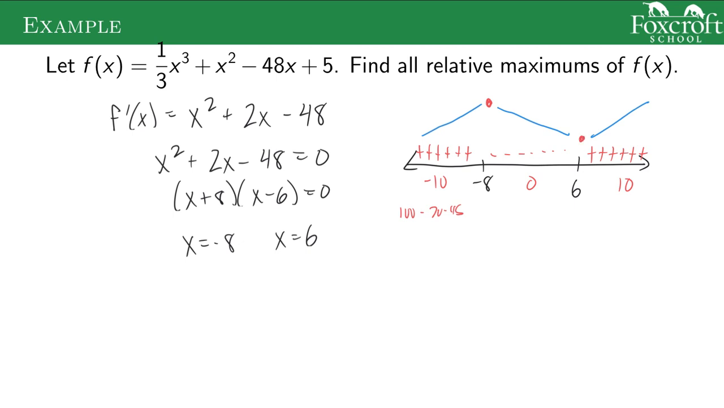So my relative maximum happens at x equals negative 8. And then you'd have to plug negative 8 into your function to figure out what the y value was. But using this first derivative test, we make our number line of all the times my derivative is positive or negative. If my derivative is switching from positive to negative, that's going to give me a maximum. If it asks me for a minimum, that's when the derivative goes from negative to positive.